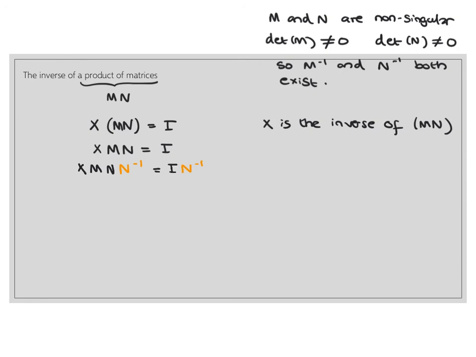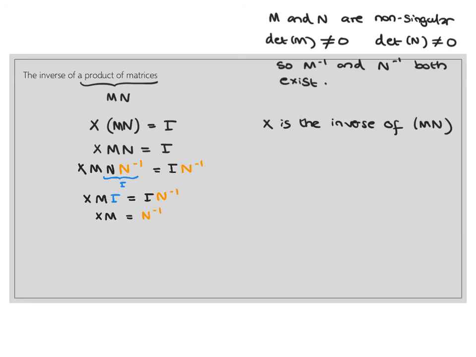But look here. What happens if we have N times N inverse? It's the identity matrix. So on the left-hand side, we now have X, M, I, and on the right-hand side, we have I, N inverse. But what do we know? The identity matrix multiplied by another matrix doesn't cause any change. So XMI on the left-hand side is simply XM, because multiplying by the identity won't change it. And on the right-hand side, I N inverse is simply N inverse. Again, remember the identity is like multiplying by 1.